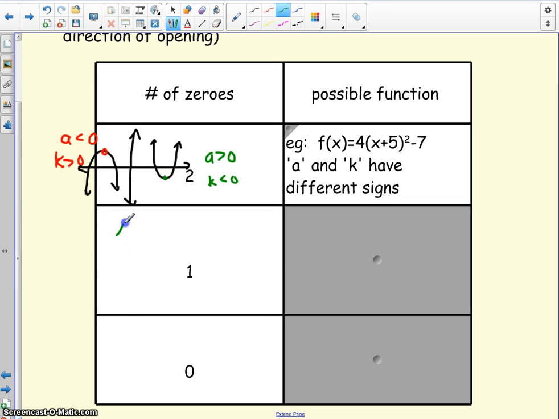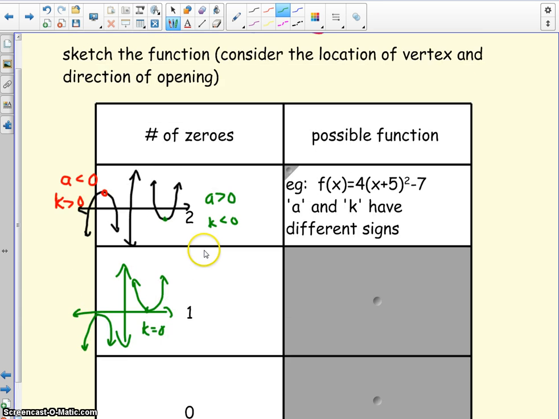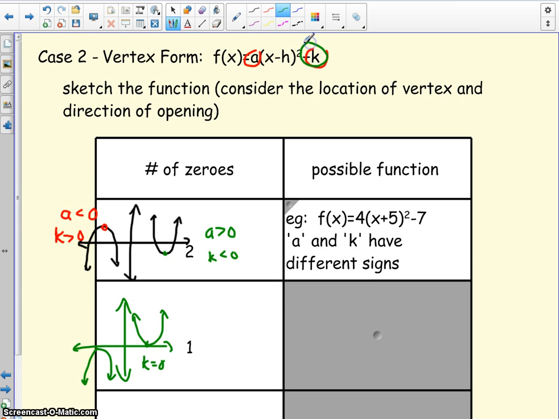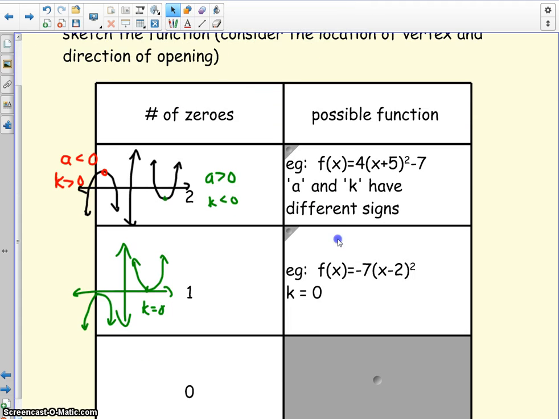Okay? If there's only going to be one zero, well, here we're looking at the situation that we saw with factored form again, where we have the vertex touching the x-axis. Okay, whether it's opening up or down, your vertex just touches there on the x-axis. So in both these situations, a could be positive or negative because it's opening up or down. What you'll notice here in both these cases is that the k value, so the y value of the vertex, is 0 in both of these cases. So looking at vertex form right here, if you have k equals 0, well, that part goes away in the equation. You just have a bracket x minus h squared. Okay, so you'll get an equation that looks something like this. This is an example right here. So here the vertex would be at 2, 0.